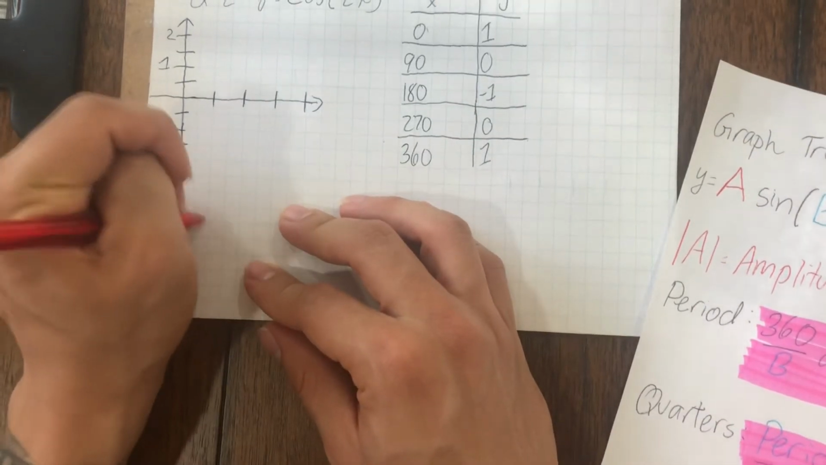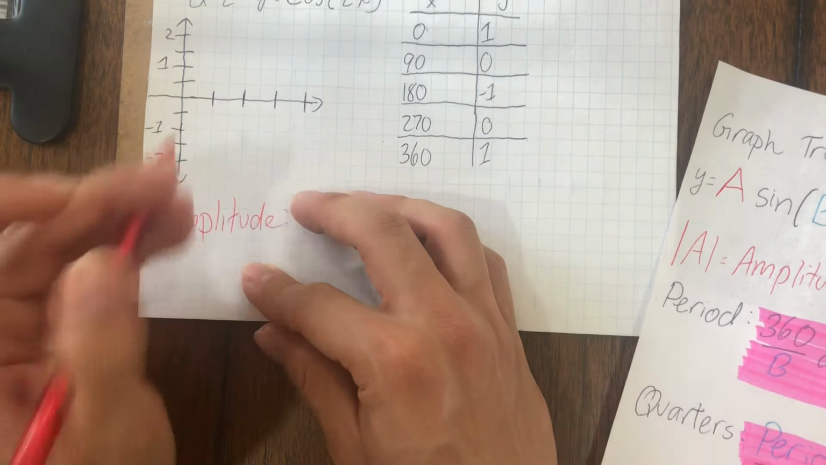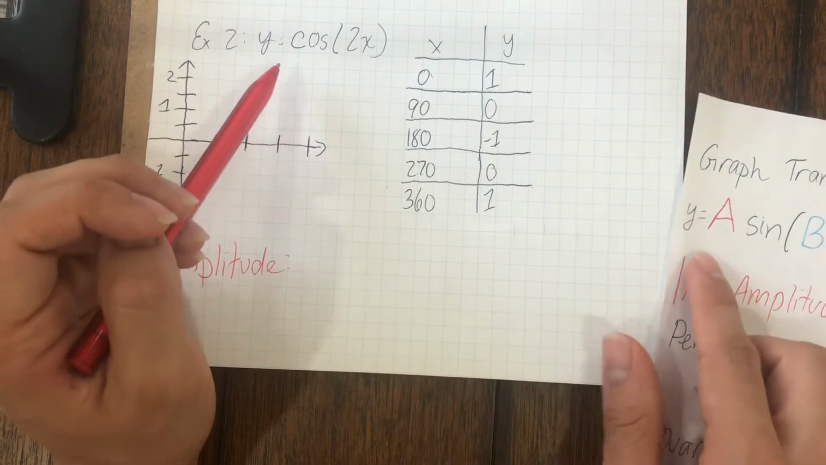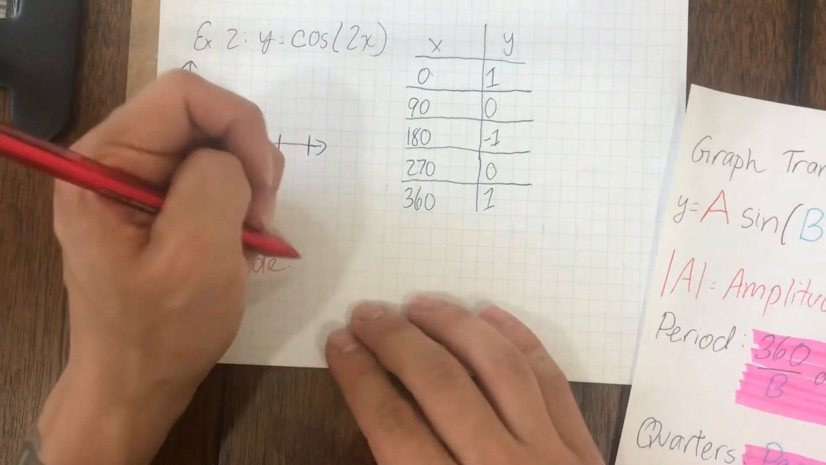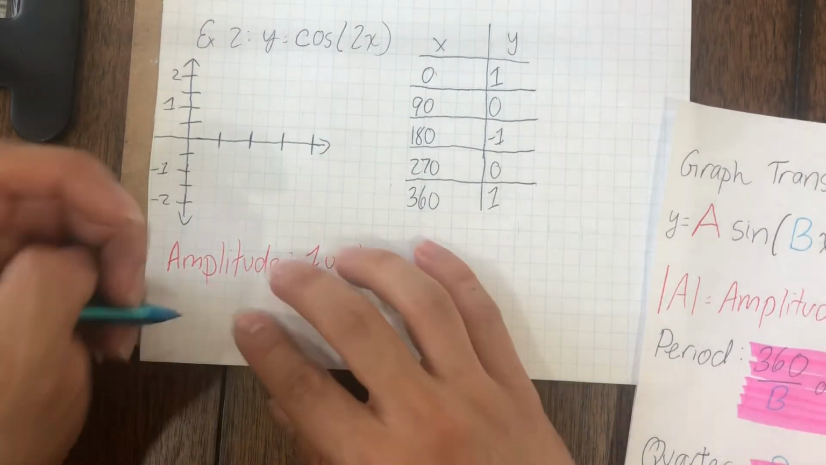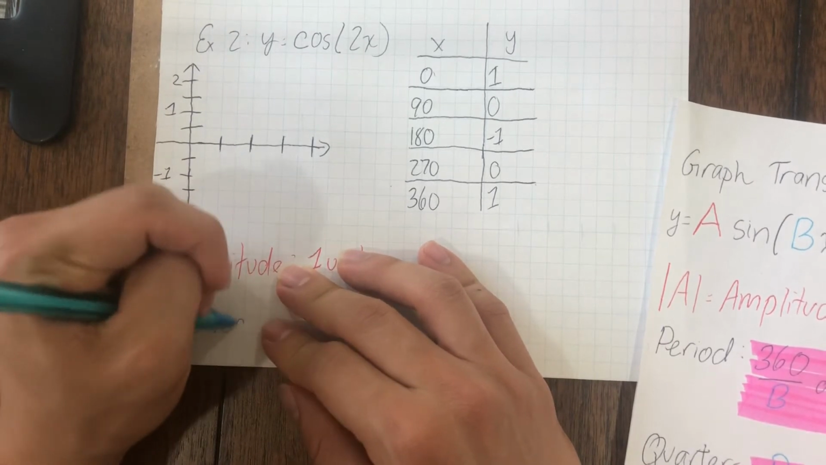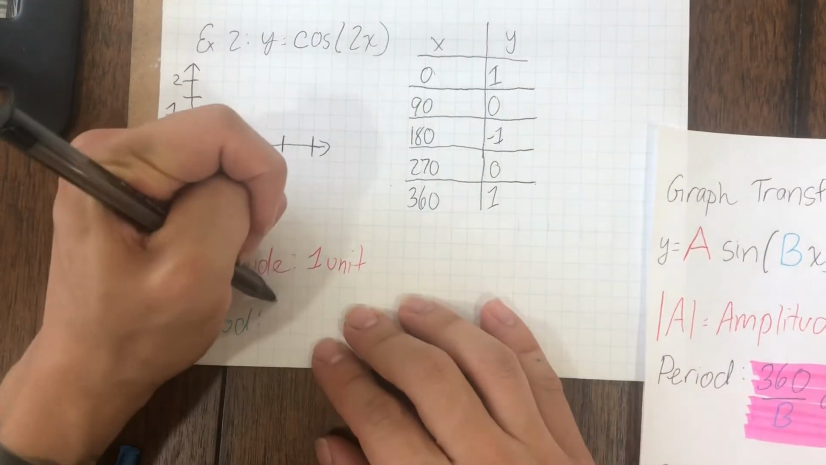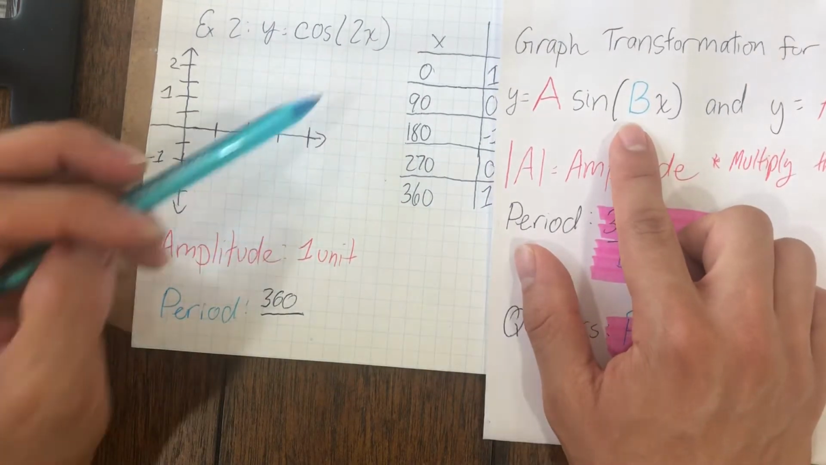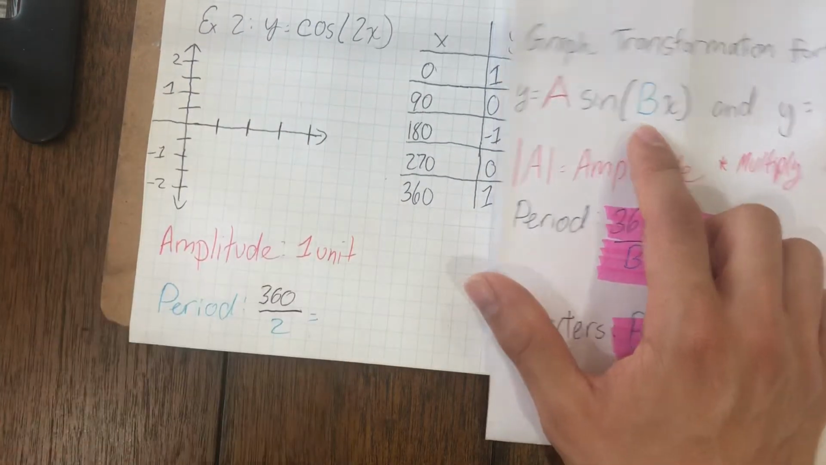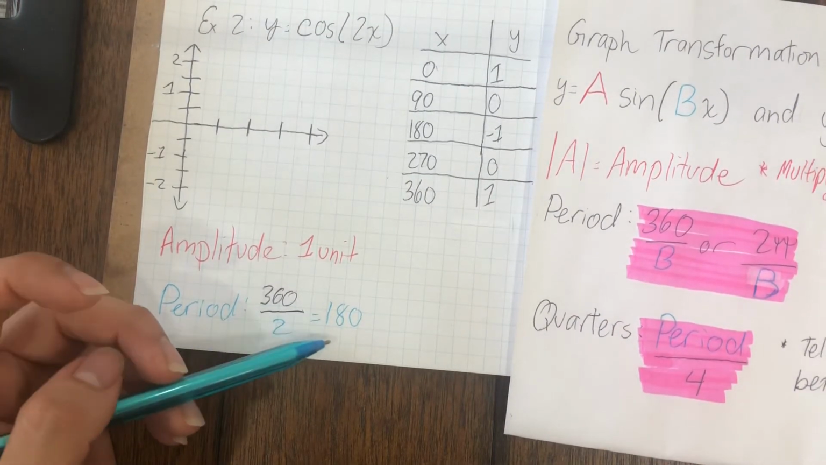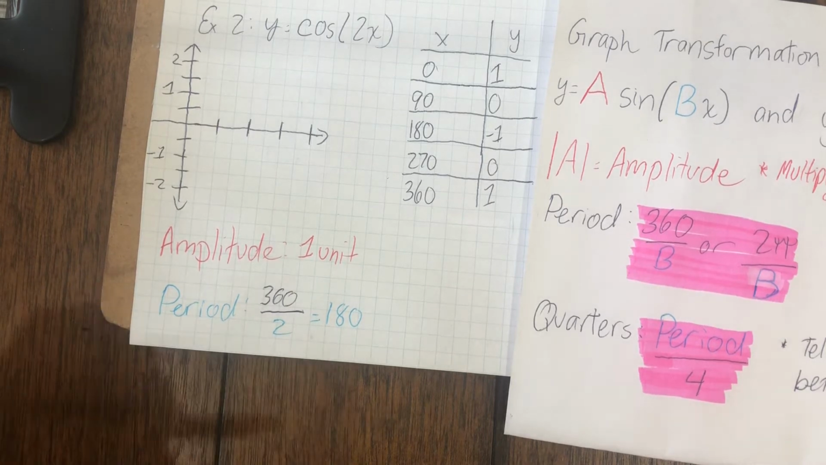So we have the amplitude. Since I don't have a number in front of the whole trig function, there's no number in the same spot as a, that means that my amplitude is gonna be 1 unit. All right, and then we have the period. So for the period, we take 360 degrees and divide it by the number that's in the same spot as b, which is 2. So 360 divided by 2, I get 180. So that means that after 180, the graph is going to start to repeat the pattern for a cosine, all right?